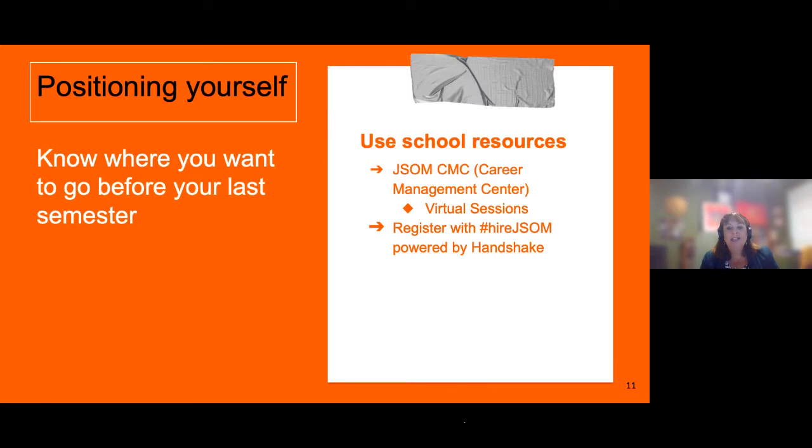So like I said, know where you want to go before your last semester. As I mentioned before, a lot of you are graduate students. 2 years goes by very fast. If you're an undergrad student, 4 years still goes by very fast. If you're a PhD student, well, you're going to be so busy doing research that it's going to go by fast as well. But know where you want to go before your last semester.